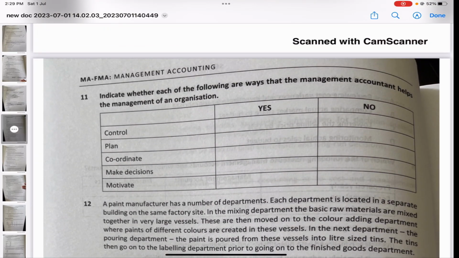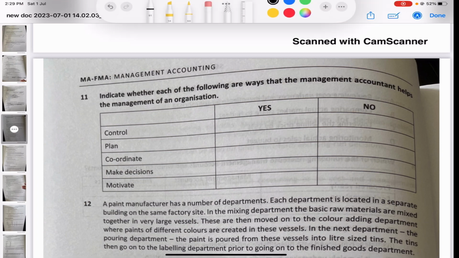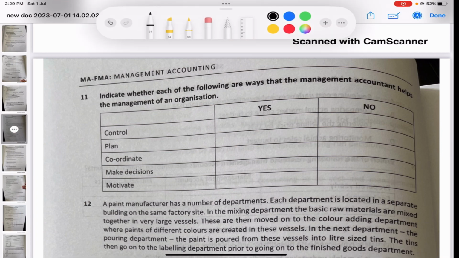Indicate whether each of the following are ways that the management accountant helps in management of an organization. Okay, so control, yes. Planning, yes. Coordination, yes. Make decisions, yes. Motivation, yes. So all of these are important in management accounting.